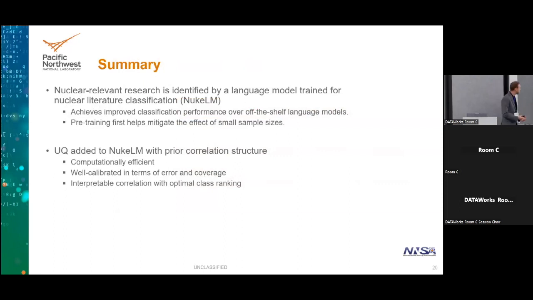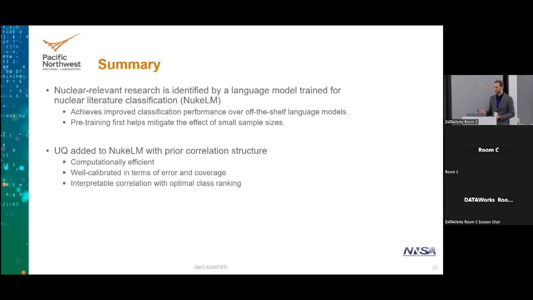And then after that, we basically wanted to add better uncertainty quantification to the NucLM construct, and we did this with a prior correlation structure. In this particular problem, it's quite possible to define a prior structure for similar subjects in the scientific literature. And we were able to do so in a way that's computationally efficient, well calibrated in terms of error and coverage, and provides a nice way to balance the two. And it's interpretable in terms of optimal class ranking.